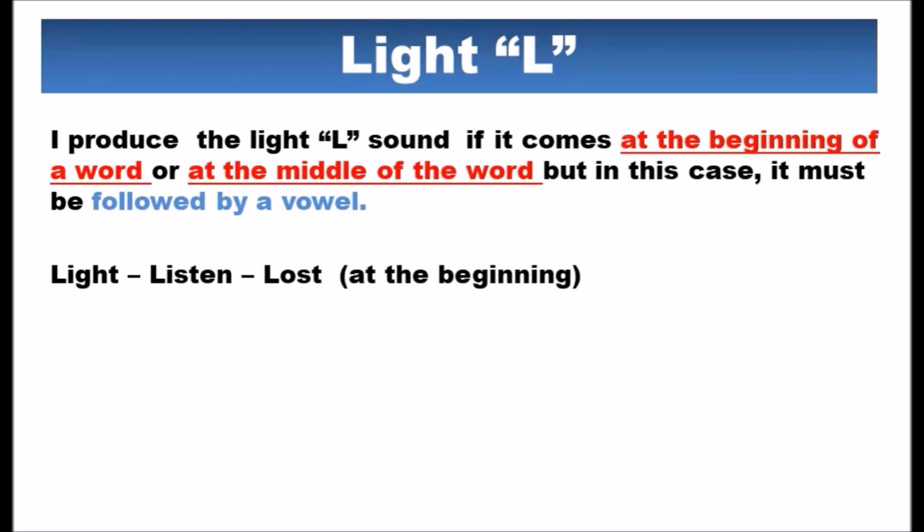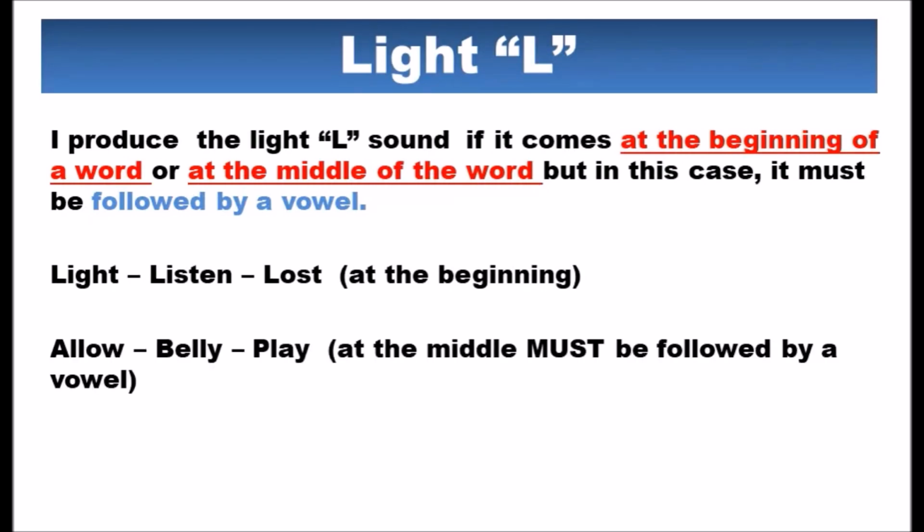Light. Light. Okay, so this is how we can make it long and strong. Of course, guys, I'm exaggerating, but this is how we can practice phonetics. Light, lesson, lost. So make the L sound strong and long. You can produce the light L correctly. Here in these three words, we have the light L in the middle of the word. And as I told you, guys, it must be followed by a vowel, okay? So I'm going to say allow, allow, allow, Billy, Billy, Billy, play, play.